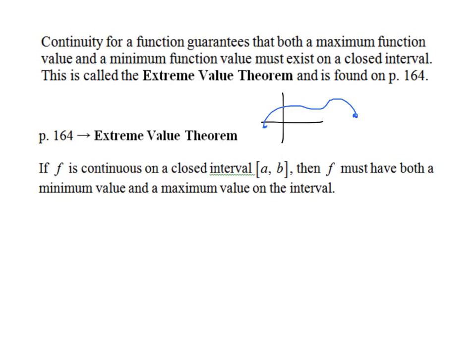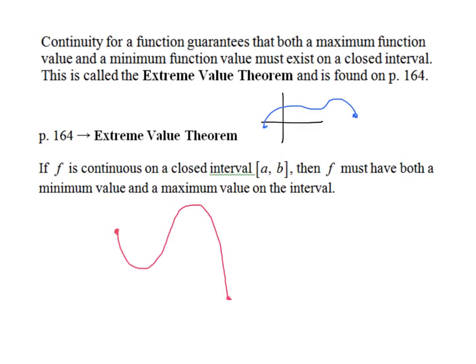Now, if you don't have continuity, then you might end up with something else, and if you don't have a closed interval, you might end up with something else. But as long as you're including the endpoints of the interval and you've got continuity, you've got to have a single maximum value of that function as well as a single minimum value. And this is stated here in what we call the extreme value theorem. All right. If f is continuous on a closed interval from a to b, then f must have both a minimum value and a maximum value on the interval.